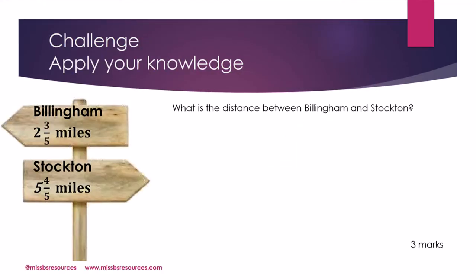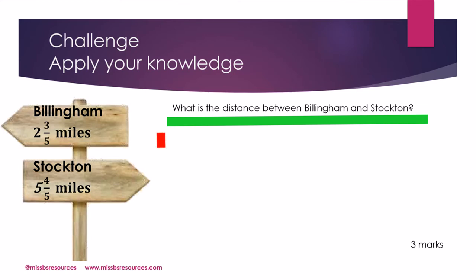Okay. Now, Billingham is 2 and 3/5 of a mile in the left direction, and Stockton is 5 and 4/5 of a mile in the right direction. And at the moment, we're stood somewhere in between that. So we're going to do a little diagram to represent this to help us. So we've got a nice little road here, and at one end of this road is Billingham. And the other end of this road is Stockton, and we're in the middle.